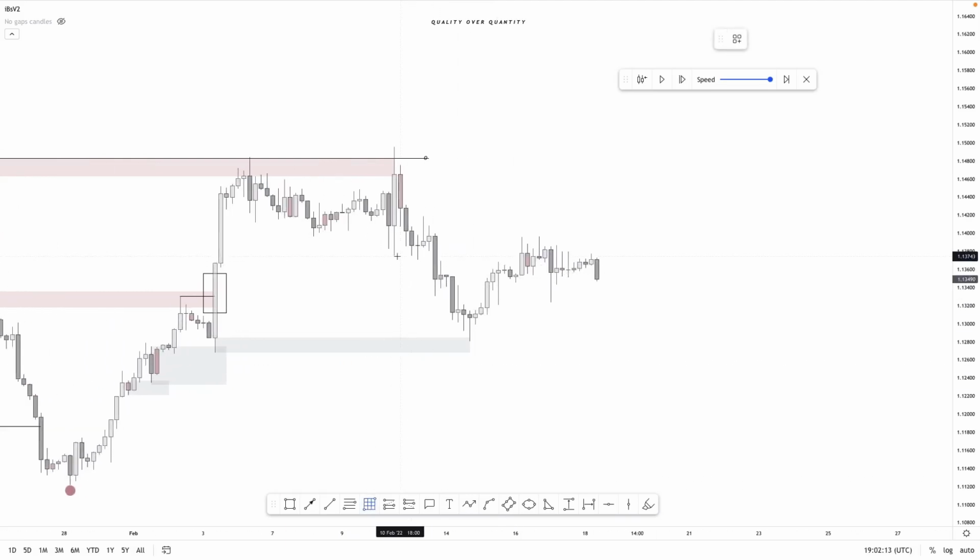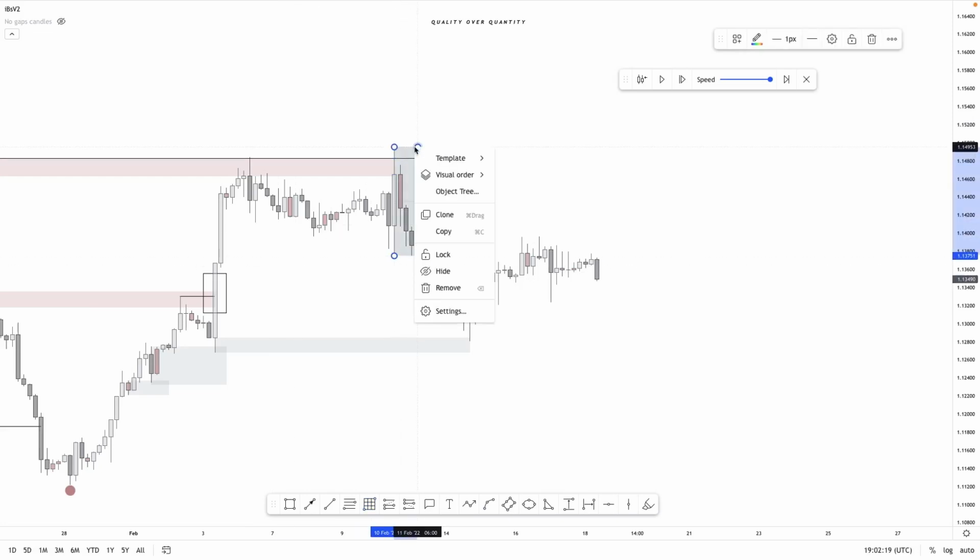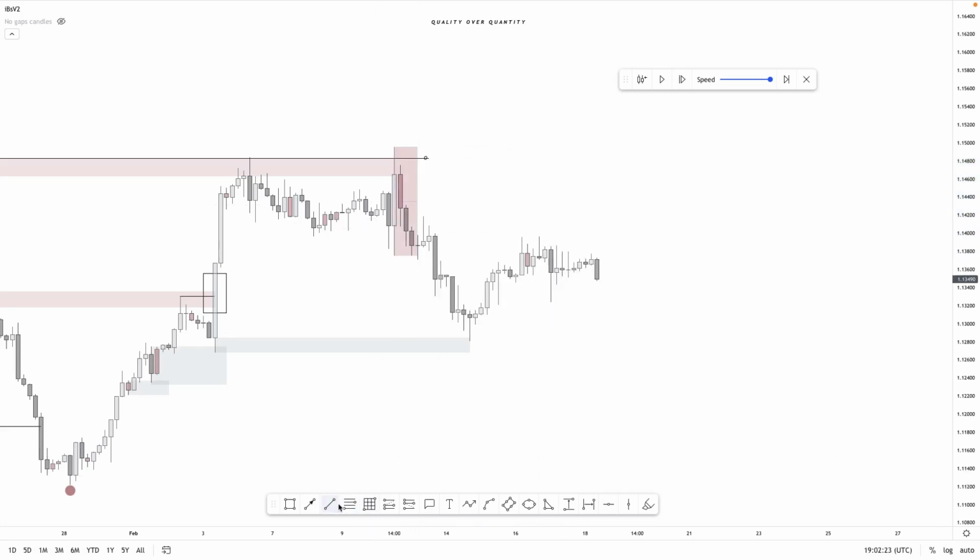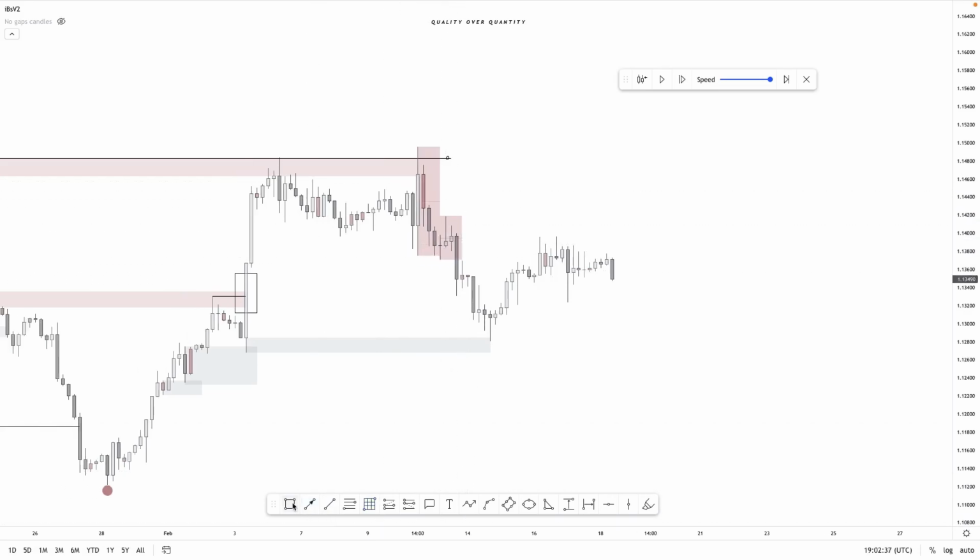And what we can see is that we came up here, we swept these highs, and so we created a supply range right here. So this is our first supply range, and then we came up here and we created another supply range, right? And so now this is our last unmitigated supply range, and inside this supply range we have this unmitigated supply line right here.